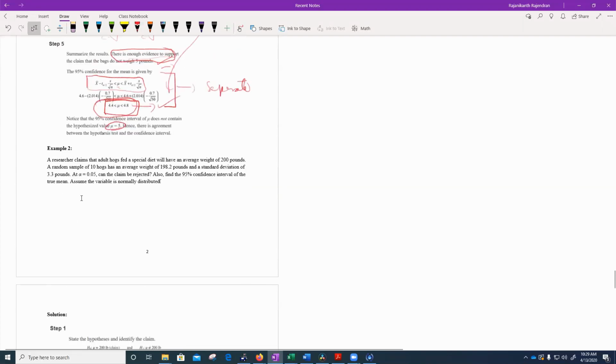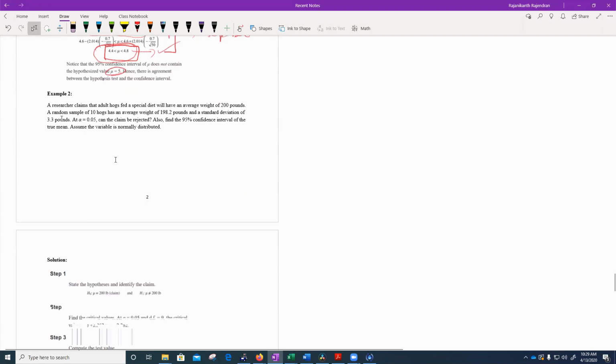Okay. So now look at this problem. The researcher claims that the adult hogs fed a special diet will have an average weight of 200. So this is mu, no? The random sample of 10 hogs has an average weight, this is my x bar now. So little n is 10. This is going to be my mu, right? 200. So we are suspecting whether this is correct.